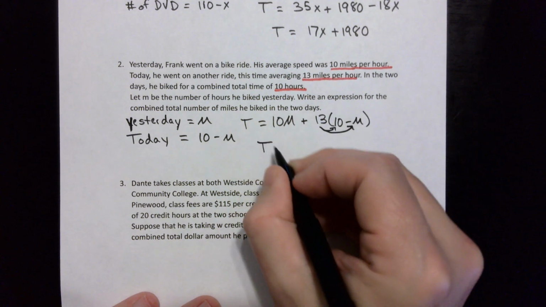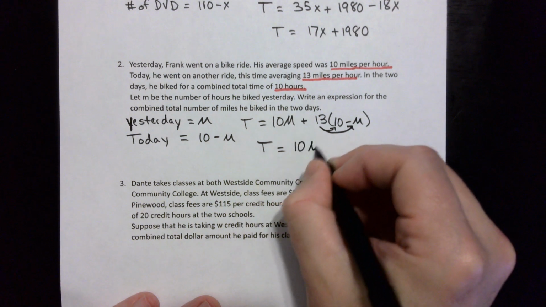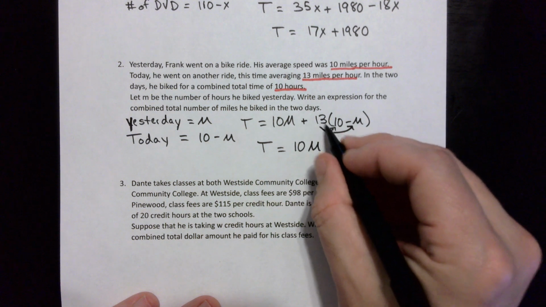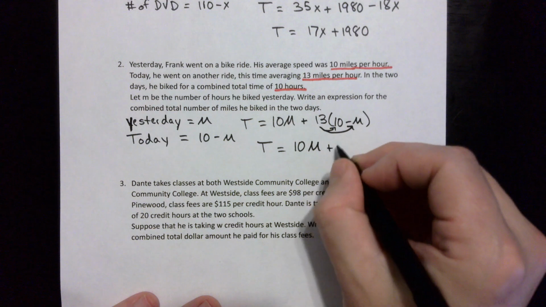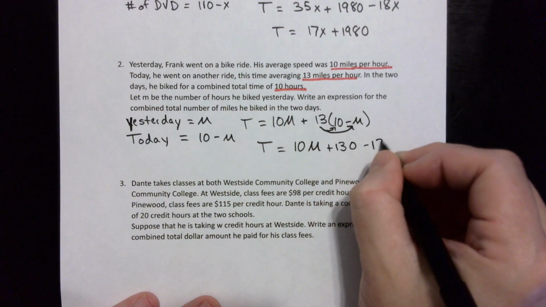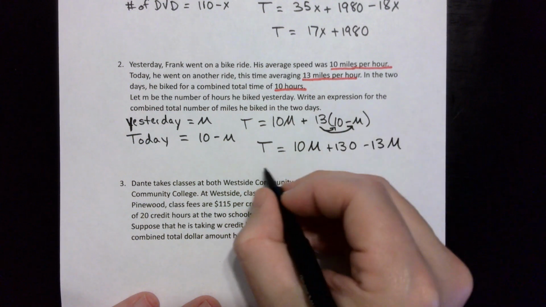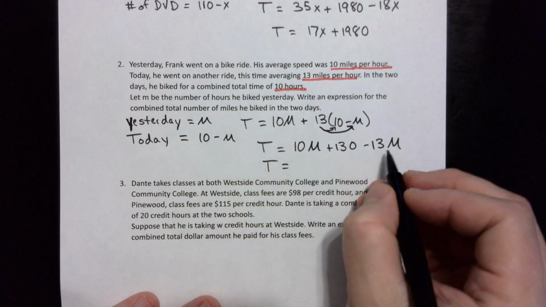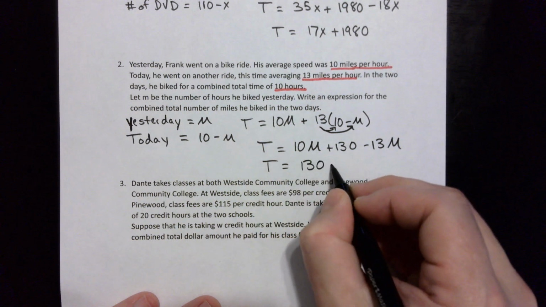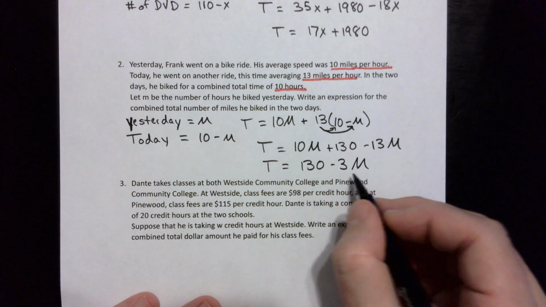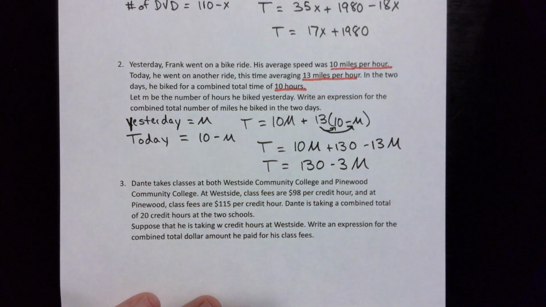If it's not, you need to distribute just like we did last time. So T is equal to 10M plus, this is 130 minus 13M. Combine your M's, and it'll be T is equal to 130 minus 3M. I put the M at the back because it's a negative, but you could write it first if you wanted.